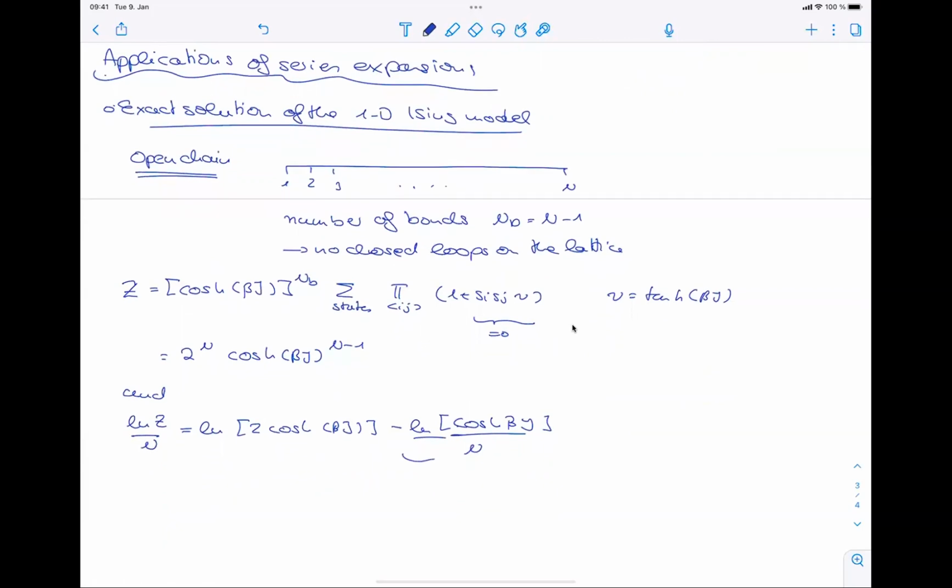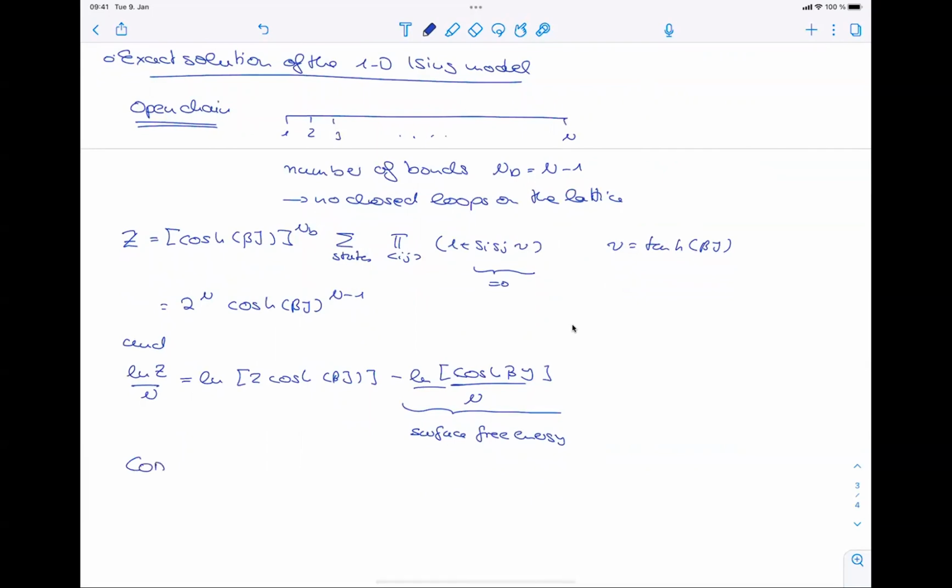The second term we can interpret as the surface free energy due to the open chain having these ends. It's also illustrative in the open chain to use this to calculate correlation functions.